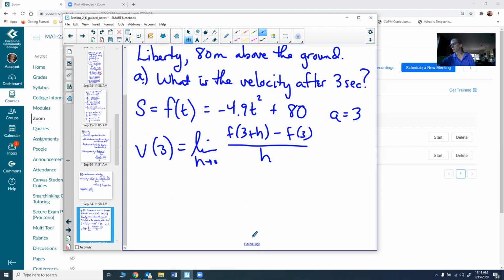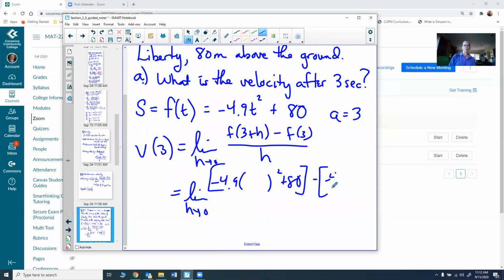And so then we just need to multiply all that out and find out what it is. So let's use the function notation. My function is -4.9 times something squared plus 80. That's my first function, minus -4.9 times something squared plus 80. That's my second function. So I've got my first function here, all over h. Don't lose that h. In my first function, this something is 3 plus h. In my second function, this something is 3.